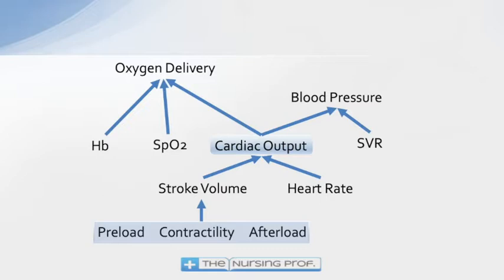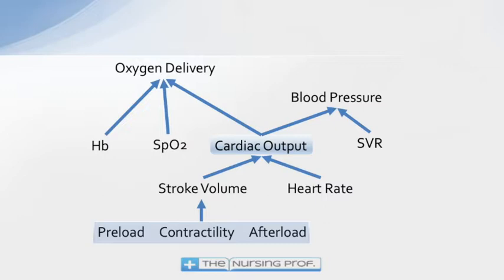Do you remember hearing that somewhere? That equation of stroke volume times heart rate equals cardiac output. And the components of stroke volume are preload, contractility, and afterload. So again, if our patient is having a low cardiac output state, we need to be looking at all of those components there at the bottom: heart rate, preload, contractility, and afterload. Optimize those things if we're going to get an adequate cardiac output.